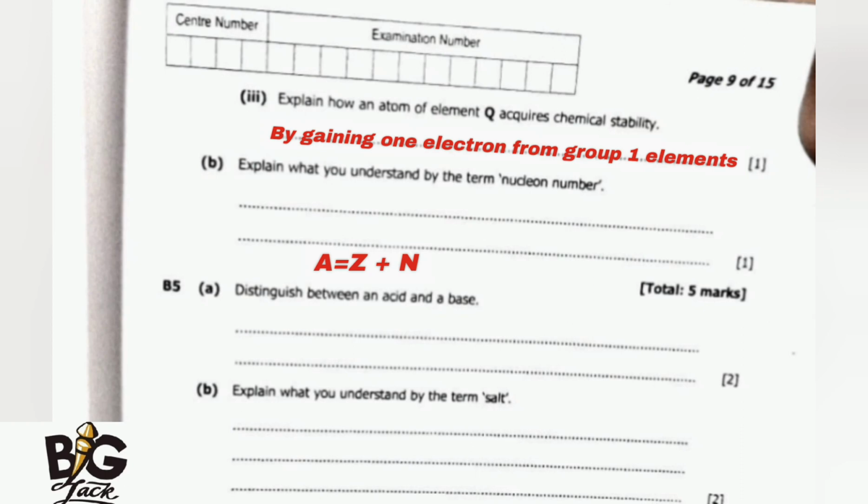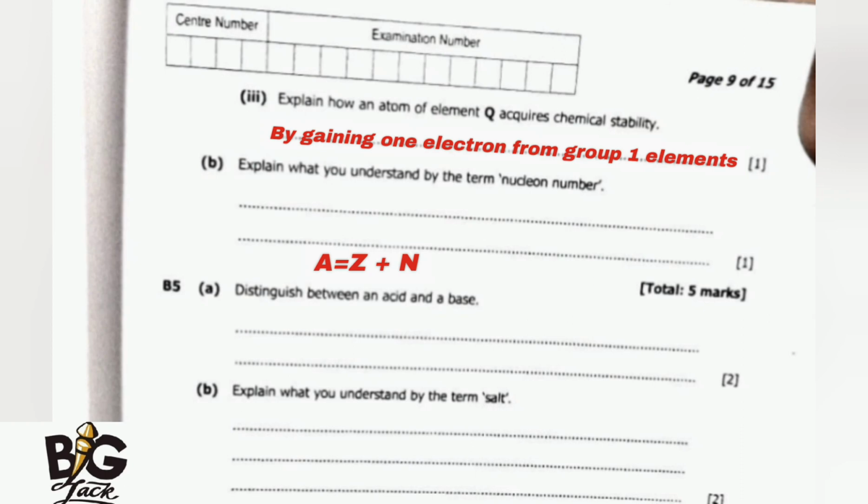Since I've said the other name for the nucleon number is the mass number, capital Z represents the proton number, and capital N represents the neutron number. So for us to have the nucleon number, we need to add the protons plus the neutrons. And remember, protons and neutrons are found in the nucleus of an atom.